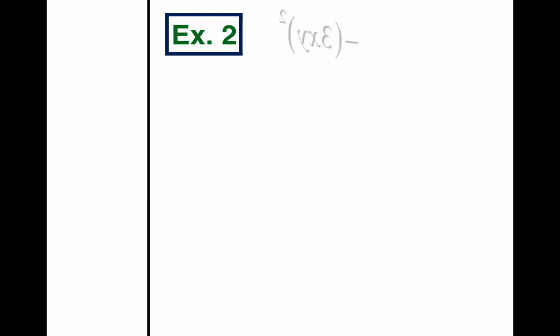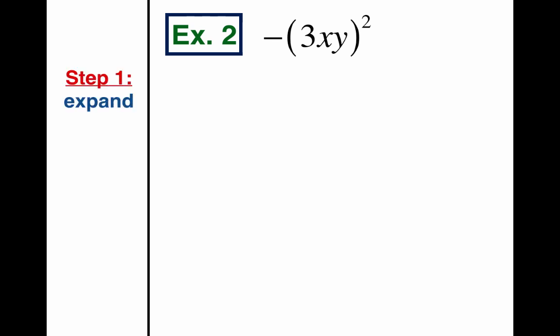So let's try another problem. Example 2. How about this one? Negative parentheses 3xy squared. Now we're going to go through our steps. First, we expand. So parentheses squared means we have 2 of them. So we have 3xy and 3xy. That negative that's on the outside just stays on the outside.